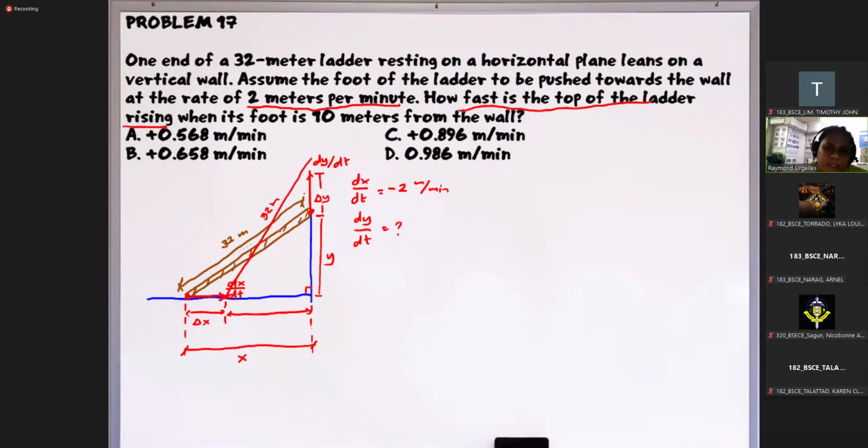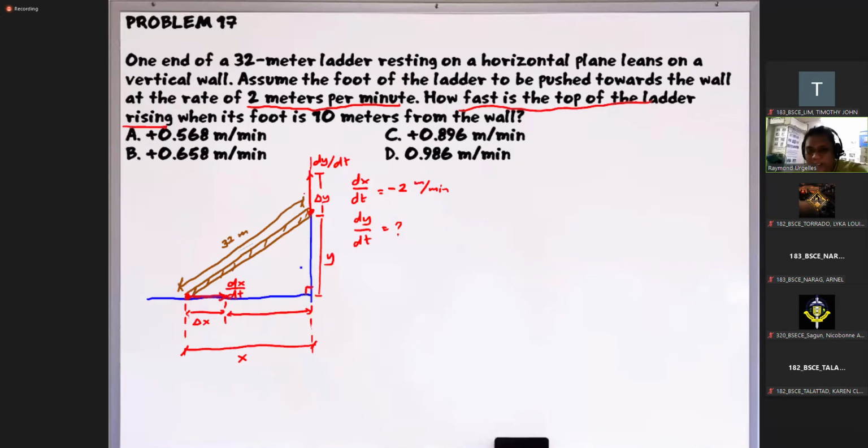But we can see that regardless of the position of our ladder, we still form a right triangle, because the vertical wall and the horizontal plane do not change. And the hypotenuse, the length of the ladder, is always 32 meters. So we can just focus on that triangle, such that the only variables here are x and y, because their values change depending on the motion of our ladder.